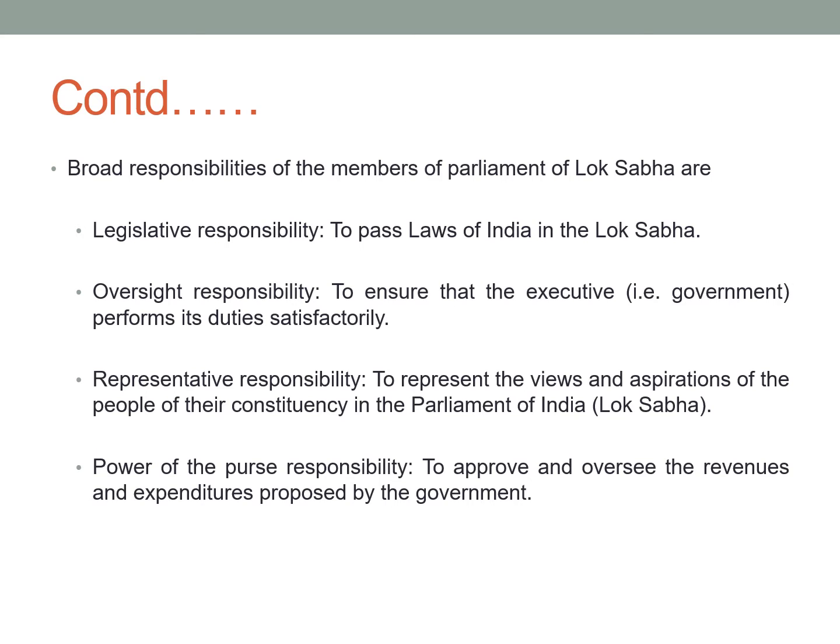Then the broad responsibilities of the members of Parliament of Lok Sabha are the legislative responsibility, that is, to pass laws of India in the Lok Sabha. Next is the oversight responsibility, to ensure that the executive performs its duties satisfactorily. Representative responsibility, that is, to represent the views and aspirations of the people of their constituency in the Parliament of India. And next is the power of the purse responsibility, that is, to approve and oversee the revenues and expenditure proposed by the government.